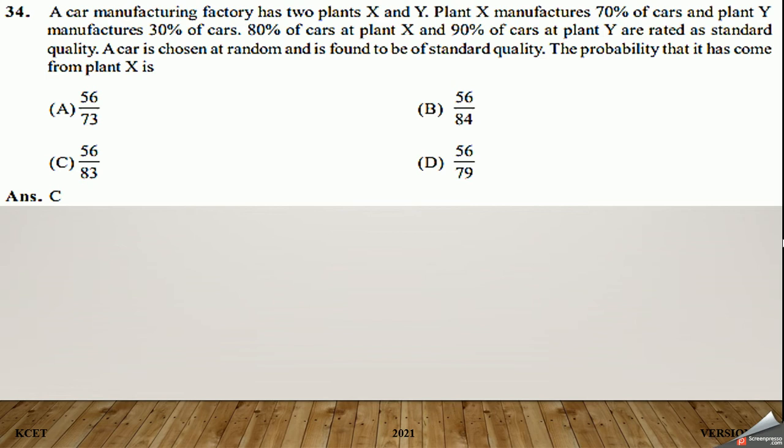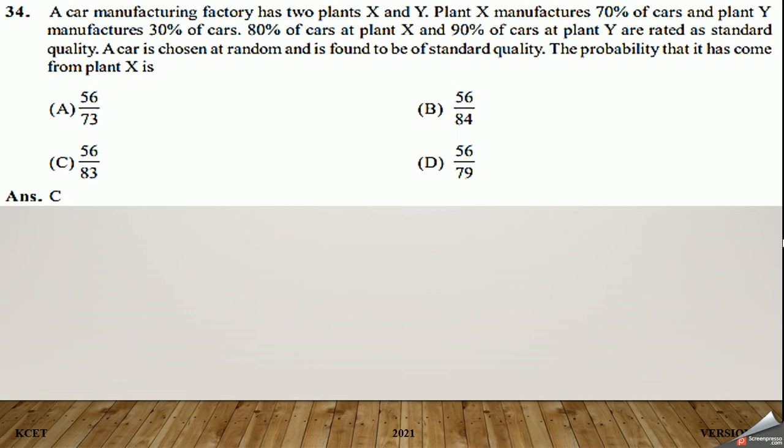Again coming to the problem in probability. Here they have given a car manufacturing factory has two plants X and Y. Plant X manufactures 70% of cars and plant Y manufactures 30% of cars. 80% of cars at plant X and 90% of cars at plant Y are rated as standard quality. A car is chosen at random and is found to be standard quality. The probability that it comes from plant X.